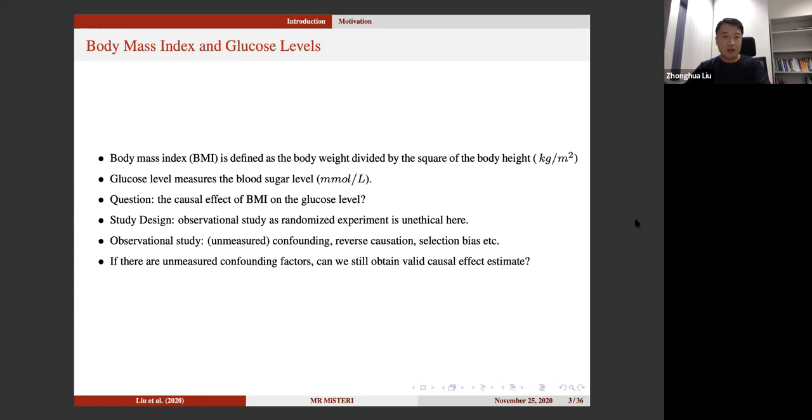Especially the confounding bias. If we have unmeasured confounding factors, can we still get unbiased causal effect estimates? In epi studies, we try to measure as many confounders as possible. We have huge measurements of covariates, but for a specific question here, the causal effect of BMI on the glucose level, do we have all the confounders? We're not so sure. So if there are unmeasured confounders, can we still get valid causal effect estimates? That's the question we are trying to address here.